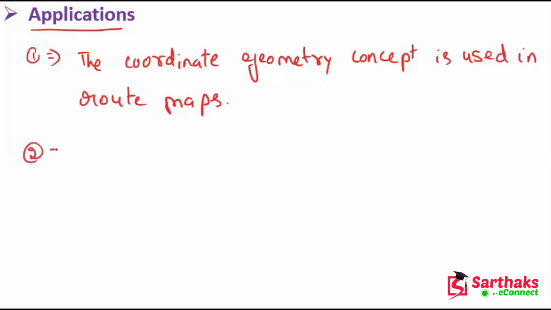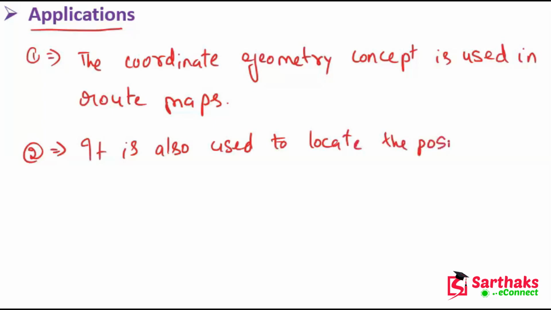The second point is that it is also used to locate the position of aircraft in the sky. I hope you understand these things. Now let's move on. The next topic is coordinate system types.